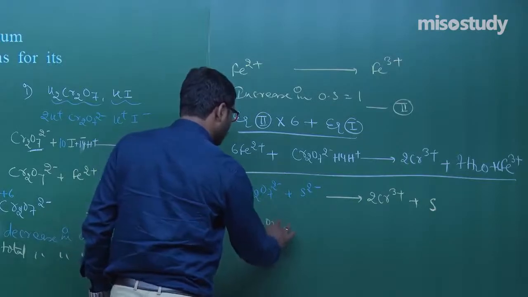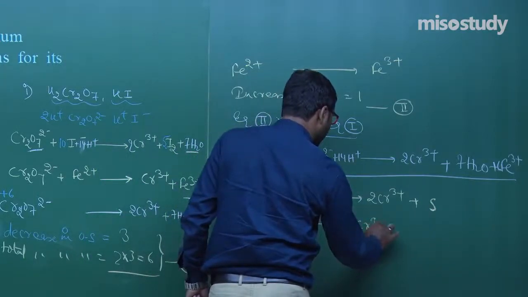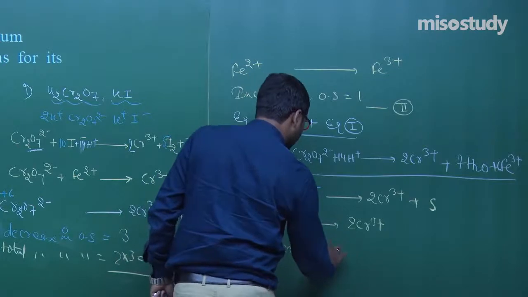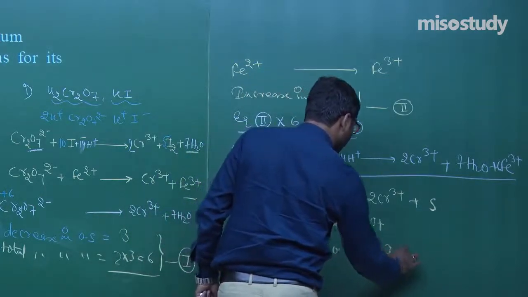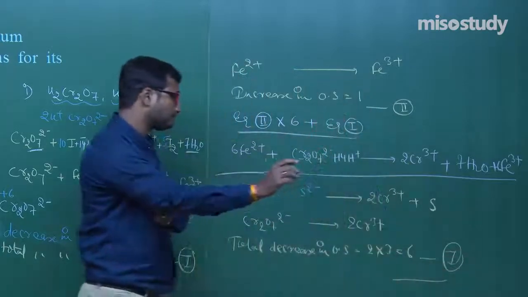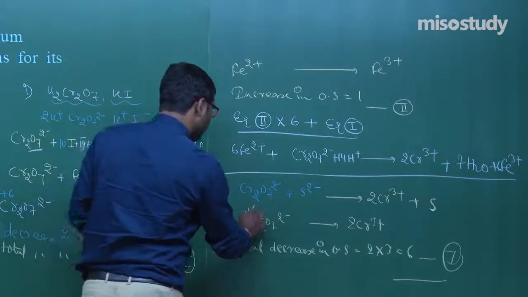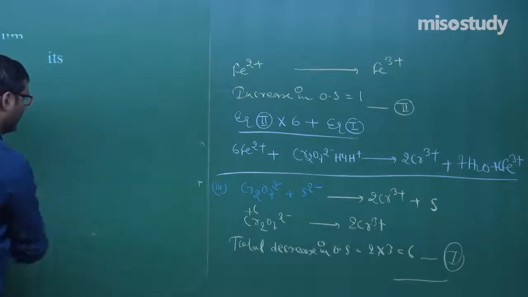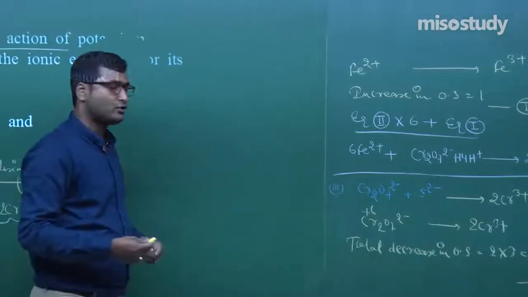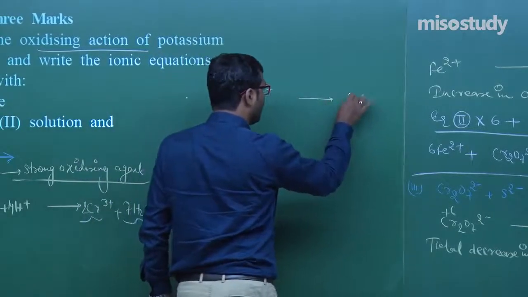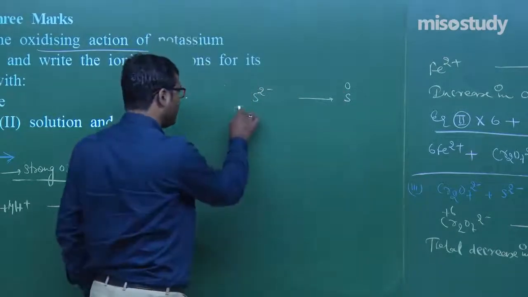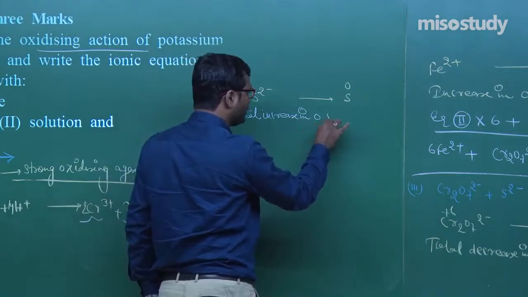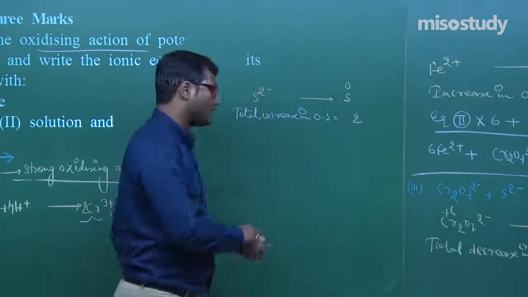Now Cr2O7 2- converted to 2Cr3+, that is the total decrease in oxidation state. Total decrease in oxidation state is 2 into 3, that is 6. This is equation 1, my friend. Am I right? Yes, because it is in the +6 oxidation state. Now I am moving on. Next one, H2S, that is sulfur 2- converted to sulfur, that is 0 oxidation state. So total increase in oxidation state is 2. Now this is equation 2.